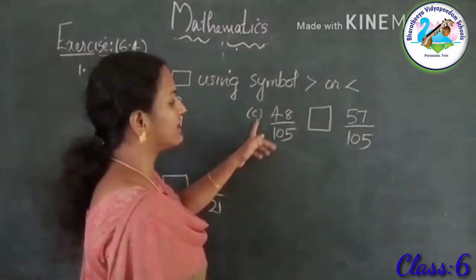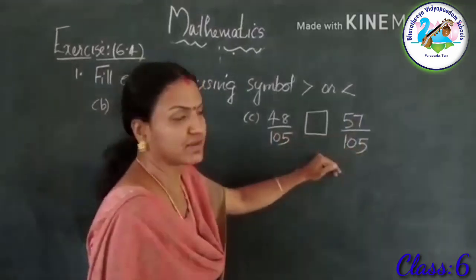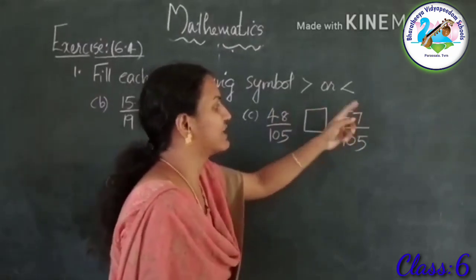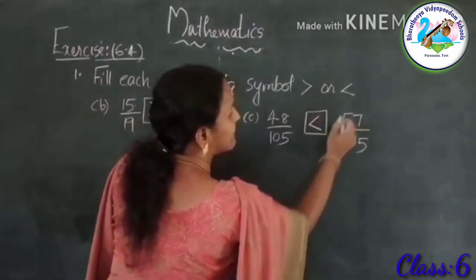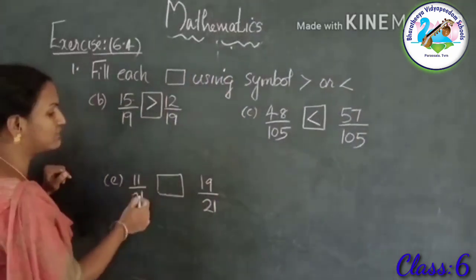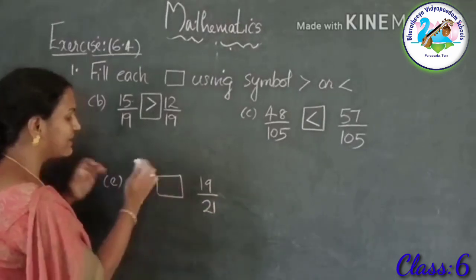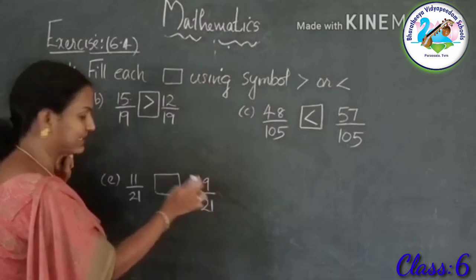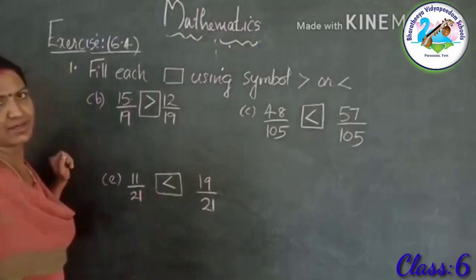The next option, option C, 48 by 105 and 57 by 105. Denominators are same. Comparing the numerators, 48 and 57, which is greater? 57 is greater. So 48 by 105 is less than 57 by 105. The next option, 11 by 21 and 19 by 21. Denominators are same, like fractions. Comparing the numerators, 11 and 19, 19 is greater. So 11 by 21 is less than 19 by 21.